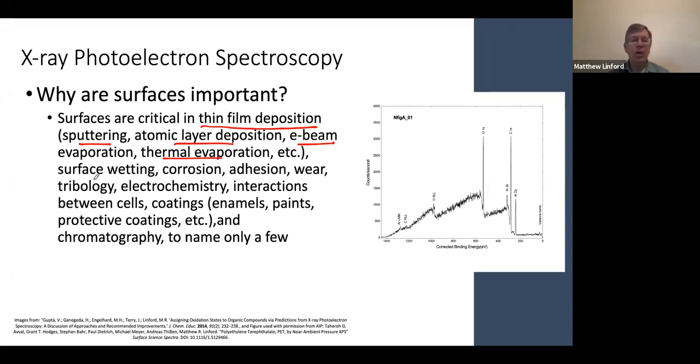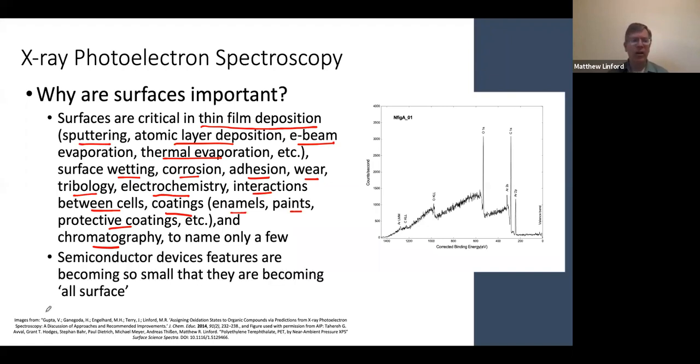Surfaces matter as well for surface wetting, corrosion, adhesion, wear and tribology, electrochemistry, and interactions between cells in biology. They matter for all sorts of different coatings, if we're talking about an enamel or a paint, a protective coating, and chromatography, which is something that we're quite interested in. This is separation science, and that's based on surface interactions as well.